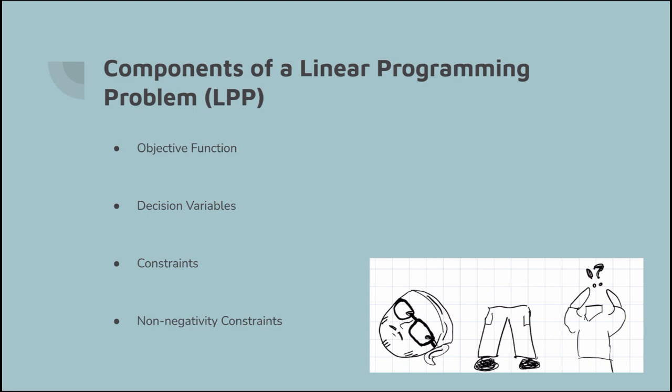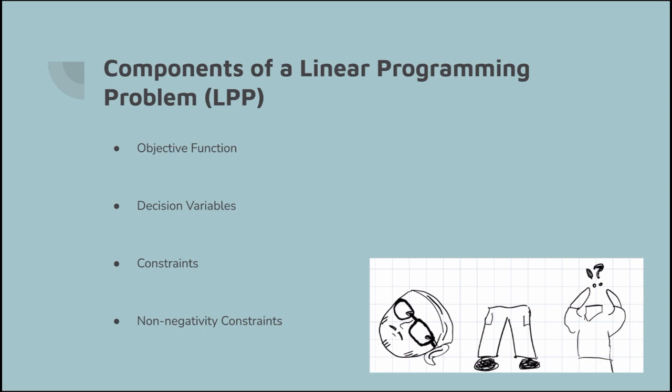There are four components of a linear programming problem. The objective function. This is the equation that needs to be maximized or minimized. It's a linear function of the decision variables. The second is decision variables. These are the variables that the problem seeks to determine. They represent the quantities to be determined or optimized.